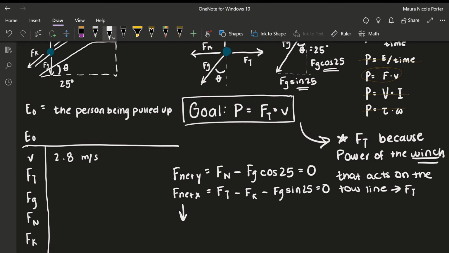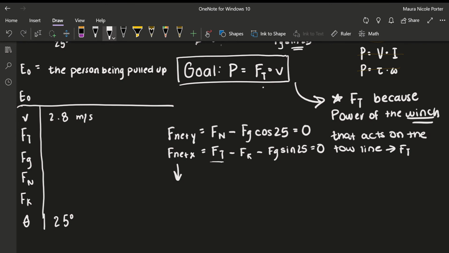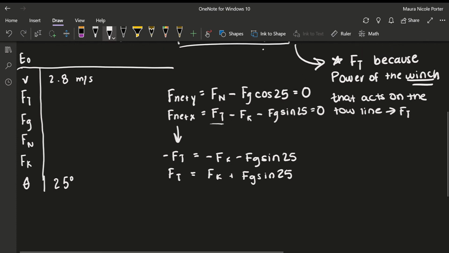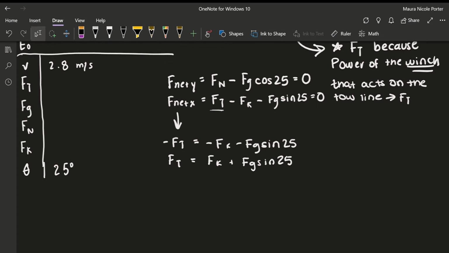Okay, so we're looking for f of t. That's, again, like I said, our goal. So it looks like we can solve for f of t right here by saying negative f of t is equal to negative f of k minus fg sine of 25. I just moved these around because it's equal to 0. I don't want to work with negatives, so I'm going to multiply it all by a -1. So f of t is equal to f of k plus fg sine 25. And it looks like we are stuck here because we can't do anything without the force of kinetic friction or the force of gravity. So to make our life easy, let's start with the force of gravity.